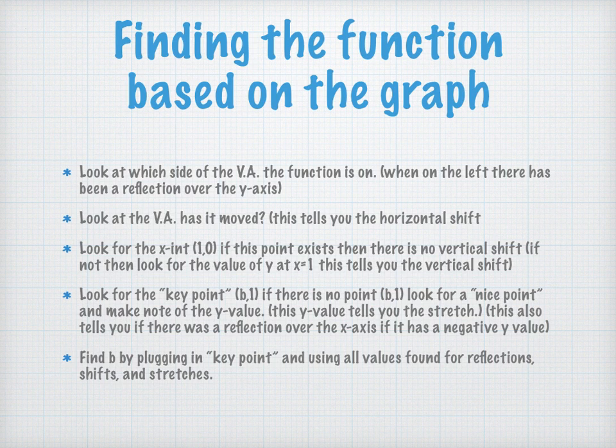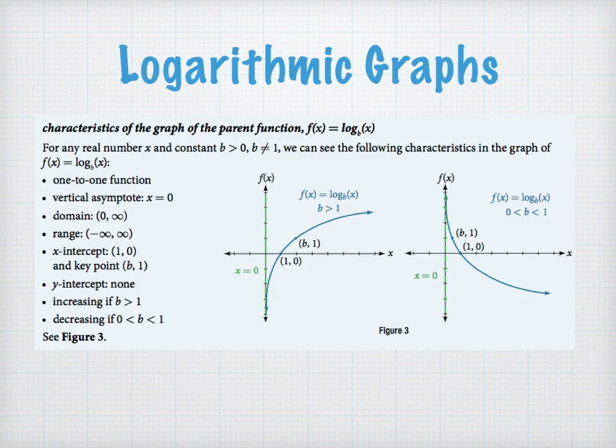And finally, the last thing we do is we find b. We find b by plugging in the key point and using all values found for reflections, shifts, and stretches. Before we see our example, it's nice to just go ahead and look one more time at what our logarithmic graphs look like. Again, this is a slide that we've seen earlier, so we're not going to spend much time talking about it here. We're going to jump straight into our example.